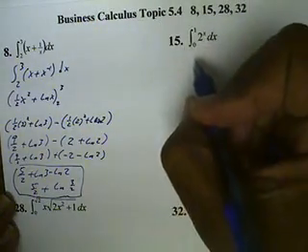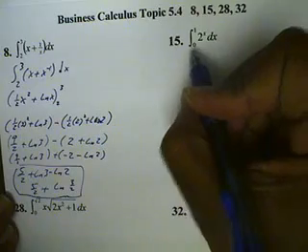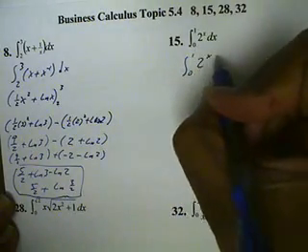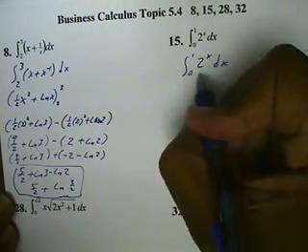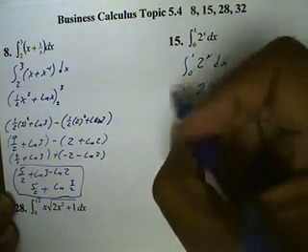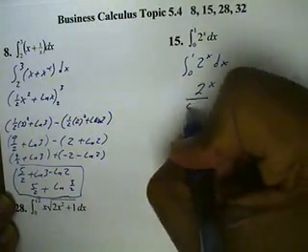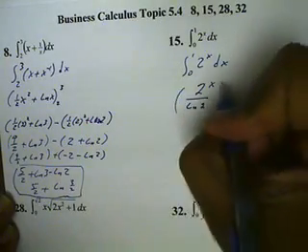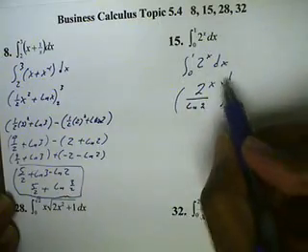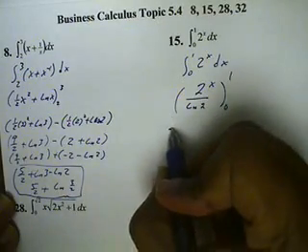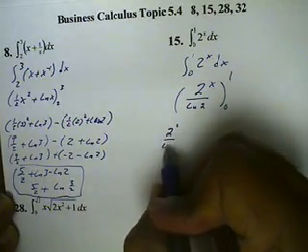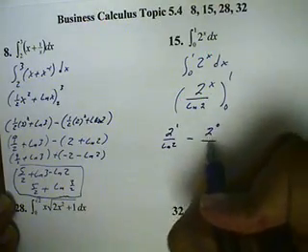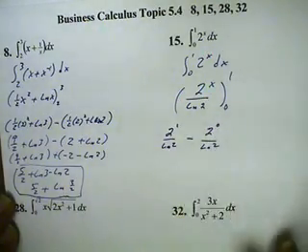Next one. Using the fundamental theorem of calculus, I want to take the antiderivative of 2 to the x. Well, the antiderivative of 2 to the x is 2 to the x divided by the natural log of 2. And evaluate that from 0 to 1. So we're going to put 1 in here for x. So this will be 2 to the 1 power over natural log of 2. And then minus 2 to the 0 power over natural log of 2.